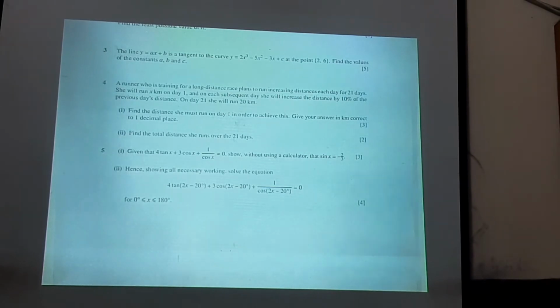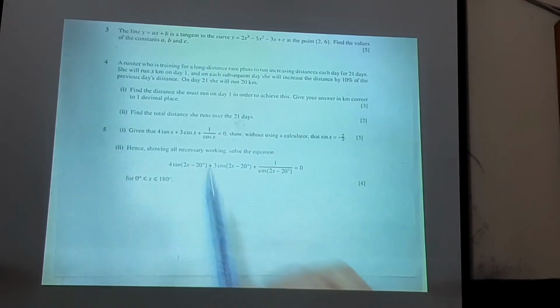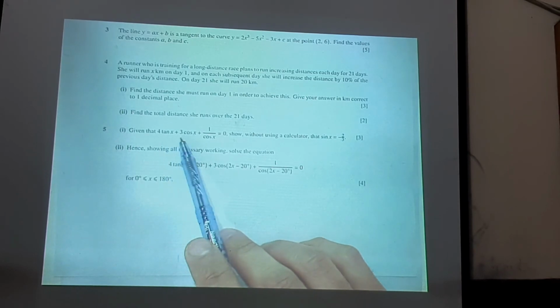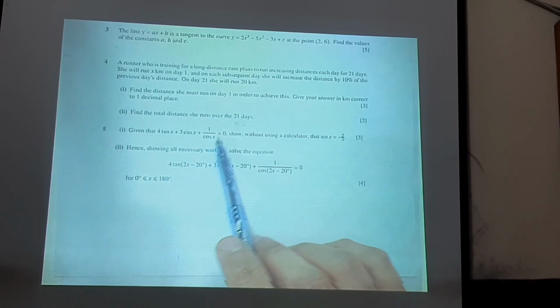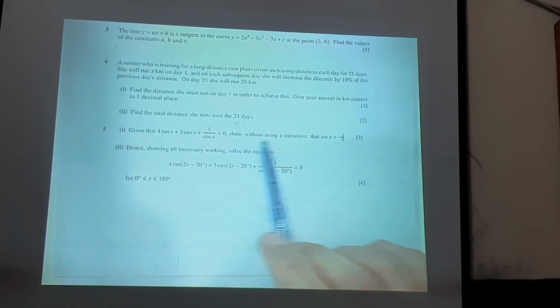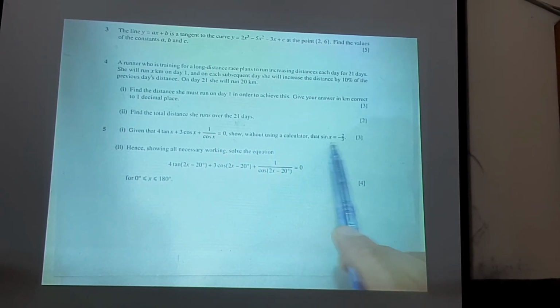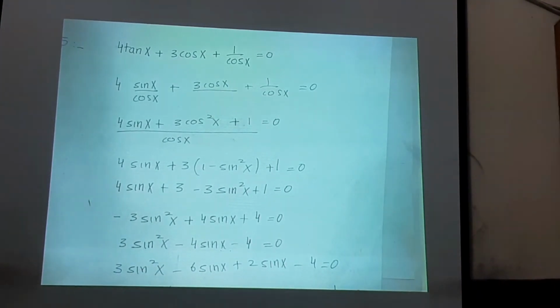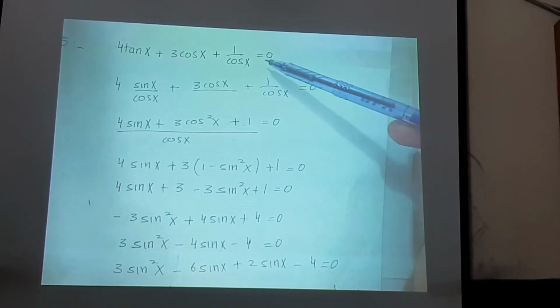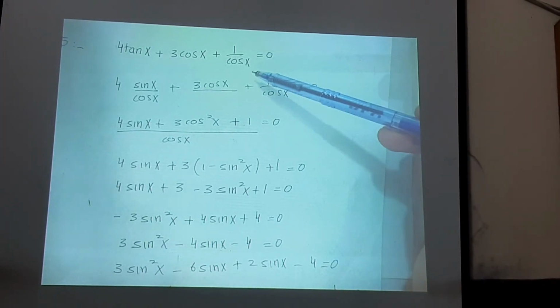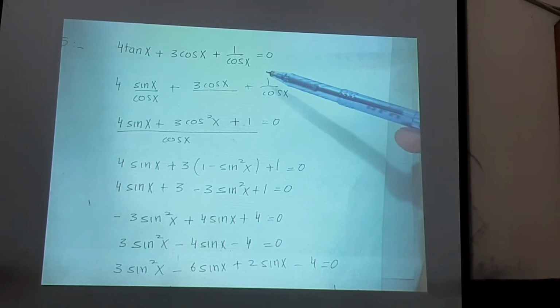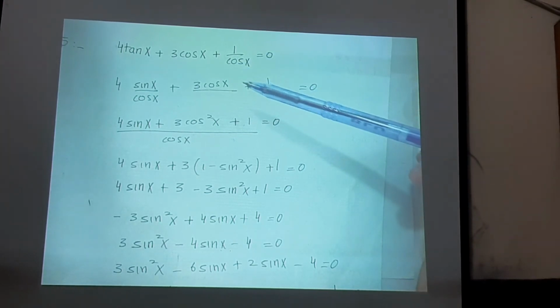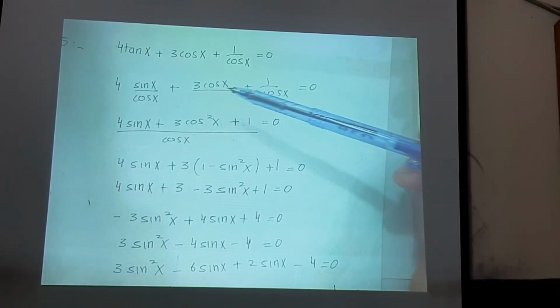The next one is question number 5. Given that 4 tan x plus 3 cos x plus 1 over cos x is 0, show without using a calculator that sin x is equal to minus 2 over 3. So in this question we have been provided this data: 4 tan x plus 3 cos x plus 1 over cos x equals 0, and we need to show that sin x is equal to minus 2 over 3.